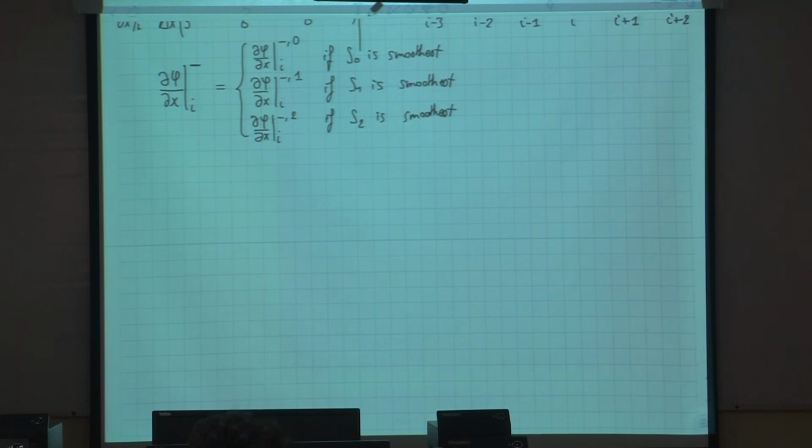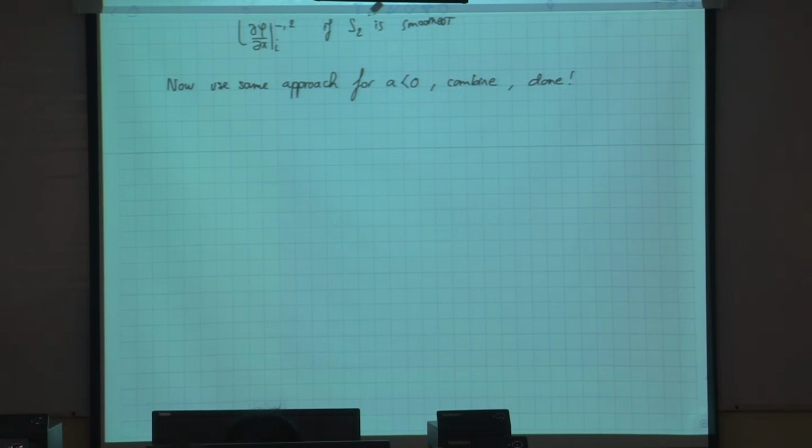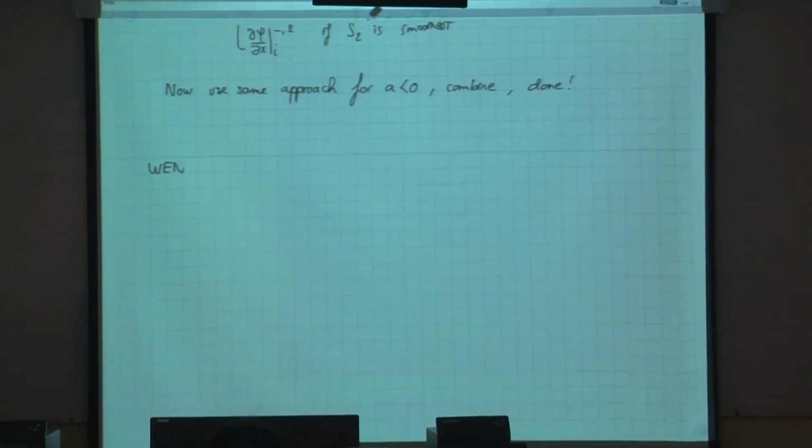Let me conclude that by saying, now use the same approach for A less than 0, combine, done. So that's your ENO scheme. We'll take one step further. We'll talk now about WENO schemes.